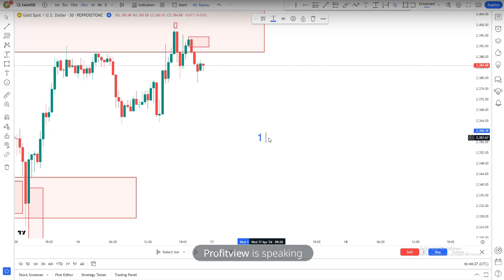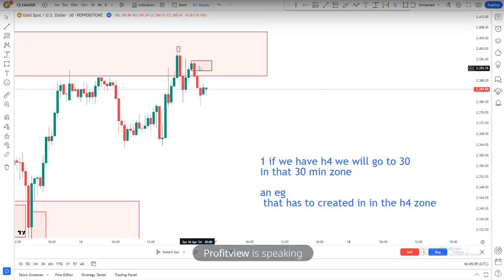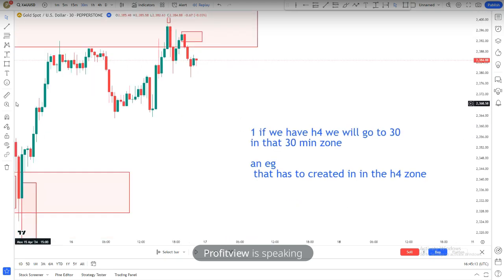Rule number one, if we have an H4 zone, we will go to the 30-minute zone. In that 30-minute zone, we will look for an engulfing. That engulfing has to be created in the H4 zone. So that means this is the H4 zone and this is the 30-minute engulfing we are seeing, and it is already created in the zone. So rule number one is actually this one. This engulfing has to be created in the H4 zone. So this is rule number one.